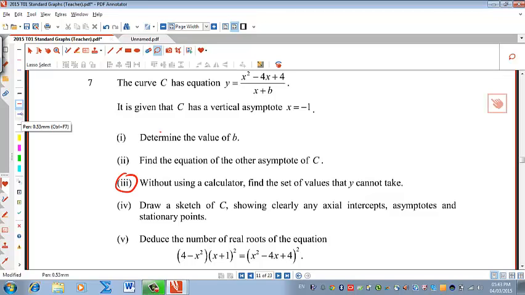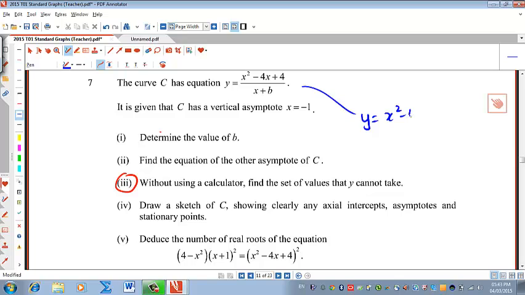In this video, we look at question 7 part 3 of the standard graph tutorial. By now, you will have found from part 1 that the value of b is equal to 1. So we know the equation for y is y equals x squared minus 4x plus 4 over x plus 1. What this equation does is it relates the values of x and y for every point on the curve C.